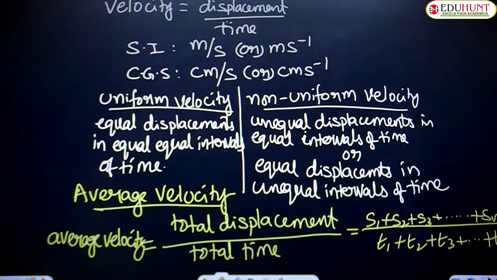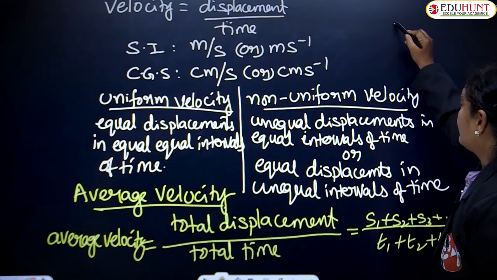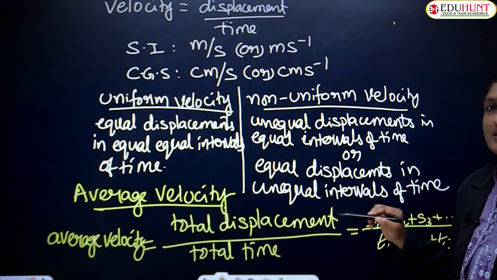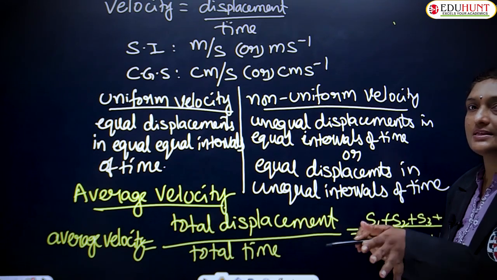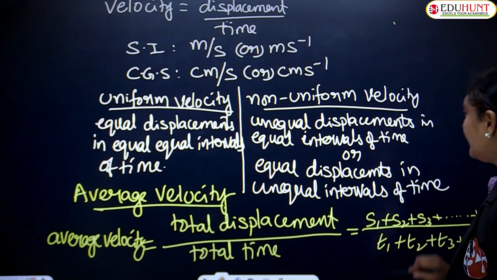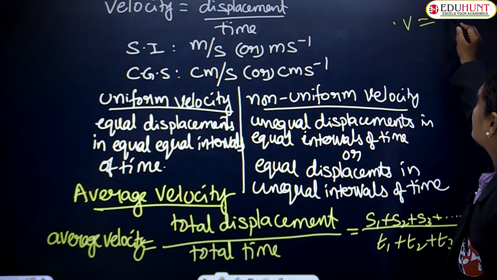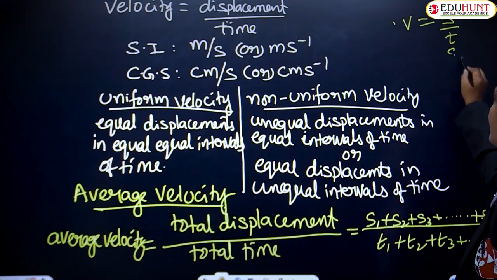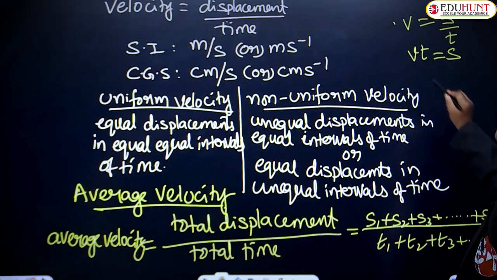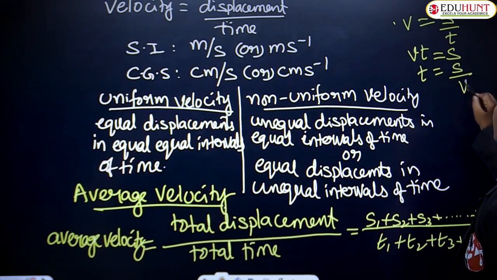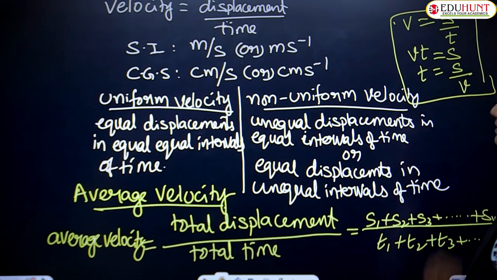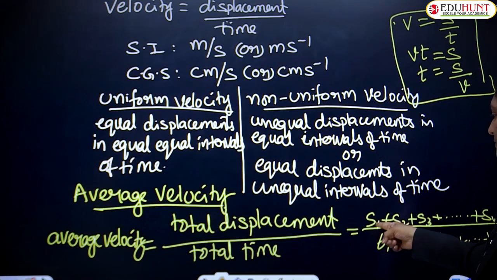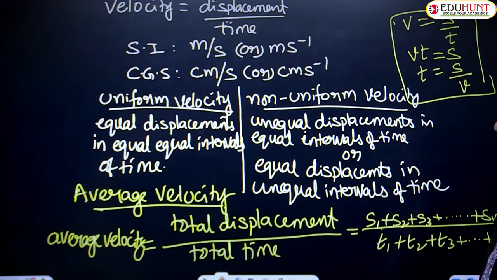Okay children, as in the previous case we have told you that speed equals distance by time, or distance equals speed into time, or time equals distance by speed. Similarly, velocity equals displacement S by T. Velocity equals displacement by time, or displacement equals velocity into time, or time equals displacement upon velocity. These things could help you. So, instead of displacement, you can write velocity into time. Instead of time, you can write displacement by velocity whenever we require. Okay children.